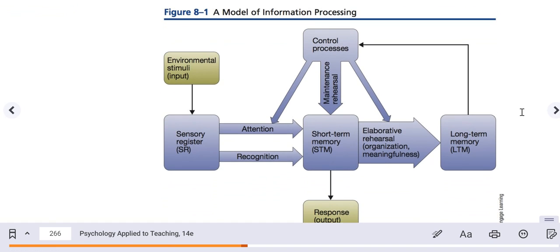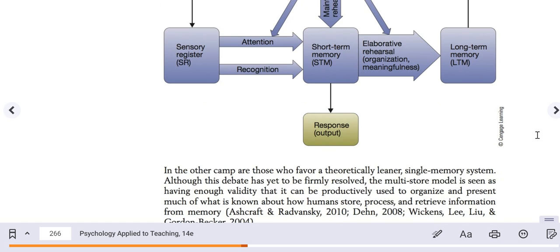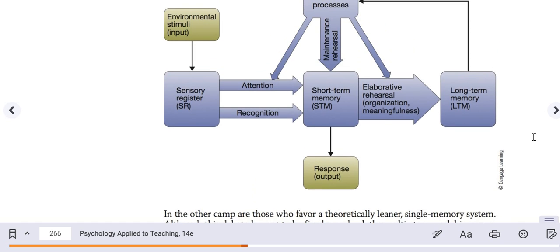So, model of information processing, control processes. You have some environmental stimuli there on the left, and it registers in the senses. And you pay it attention and recognition, it goes into the short-term memory. Elaborative rehearsal, organization, meaningfulness. You think about it for a while and it goes into long-term memory. And then there's some output, some response.